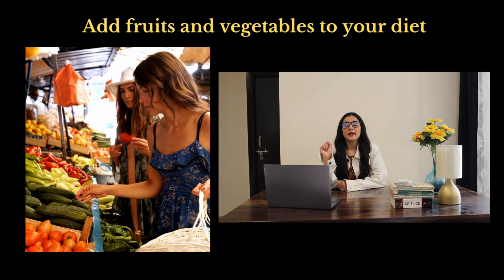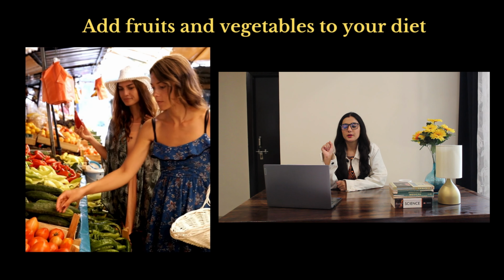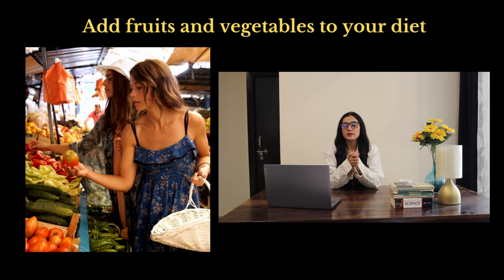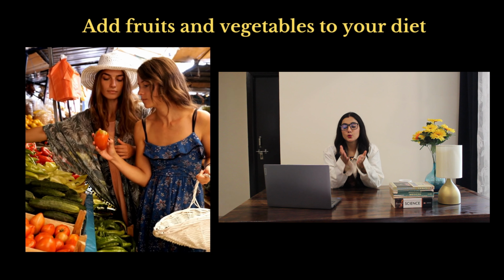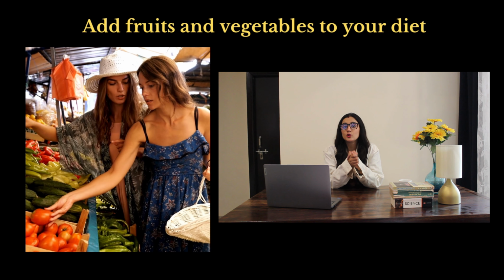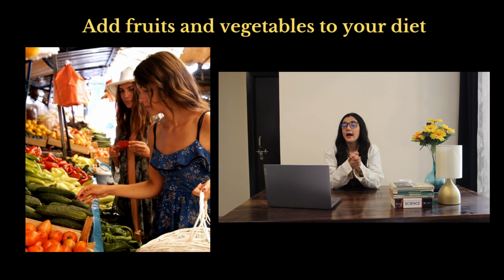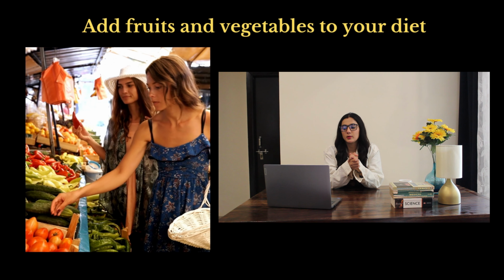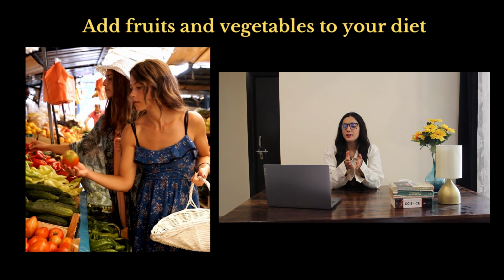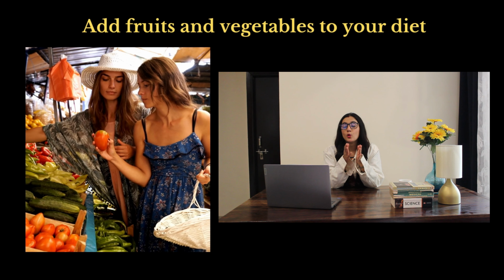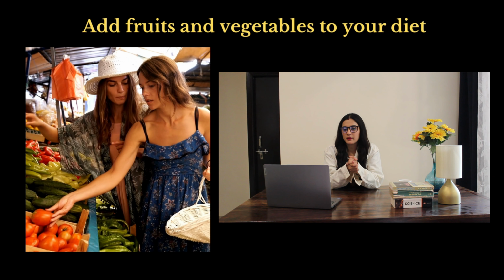Number one is add fruits and vegetables to your diet. Eating a diet rich in whole grains, fruits, vegetables and low fat dairy products, and low in saturated fat and cholesterol, can lower high blood pressure. So slowly work your way up to eating more servings of heart healthy plants.